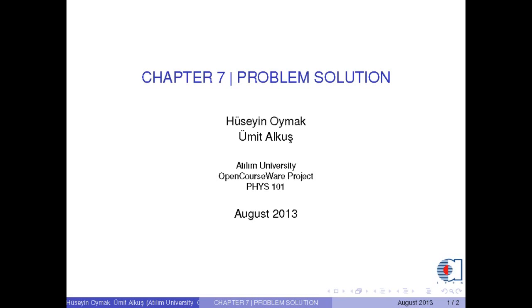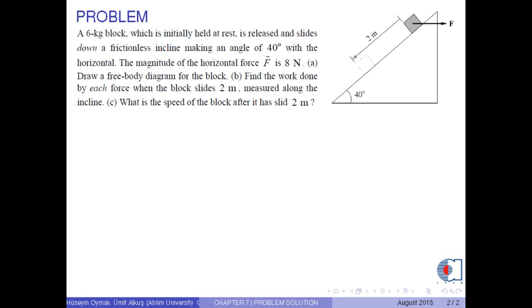In this video, we will solve one problem in Chapter 7. A 6 kg block, which is initially held at rest, is released and slides down a frictionless incline, making an angle theta of 40 degrees with the horizontal. The magnitude of the horizontal force F is 8 newtons. A. Draw a free body diagram for the block.